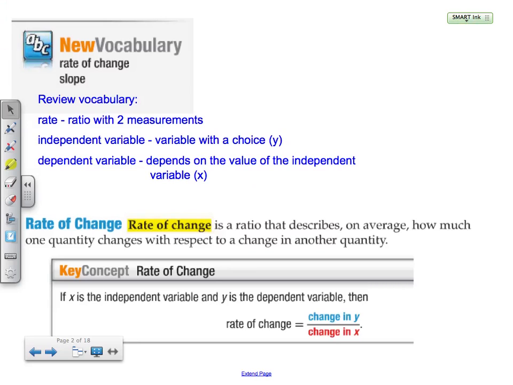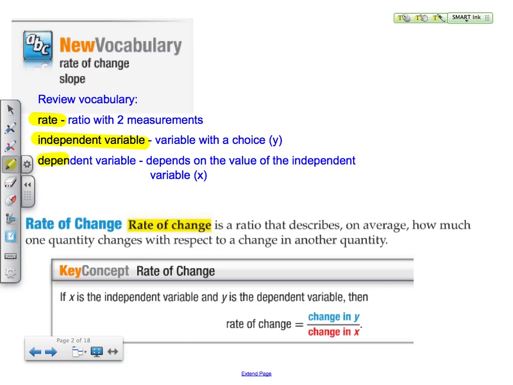We're going to do rate of change, which is right here on this page, and then slope we'll do in another slide in just a second. But first, let's talk a little bit about some review vocabulary. Rate. Rate is a ratio, right? It's comparing two numbers. In this case, we're going to compare y to x.